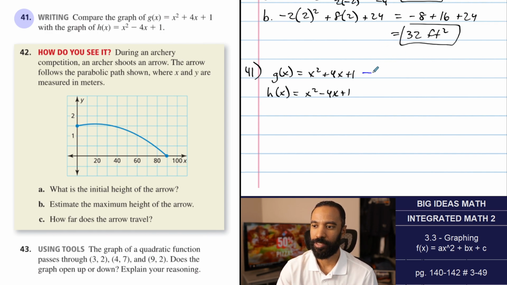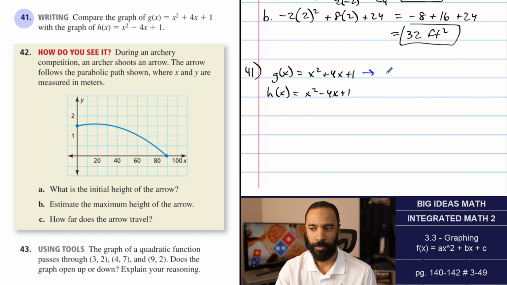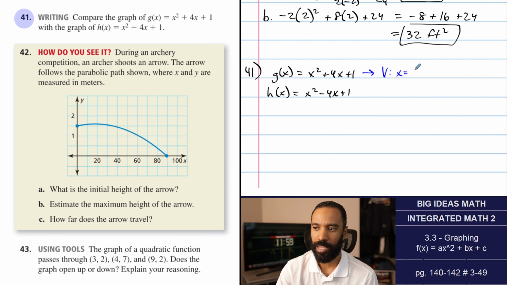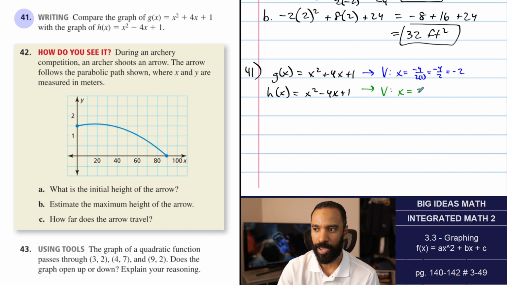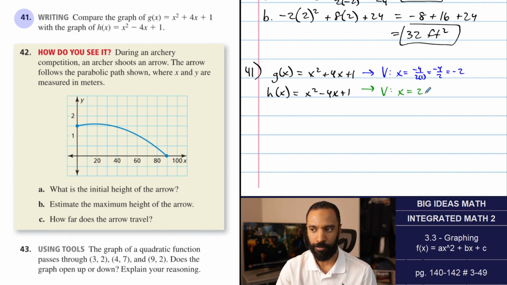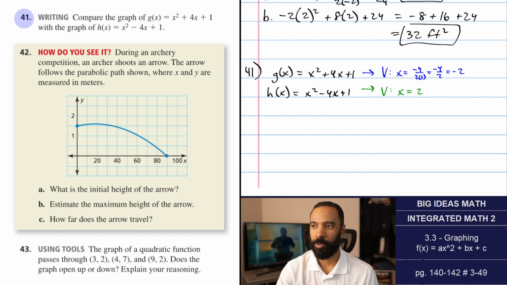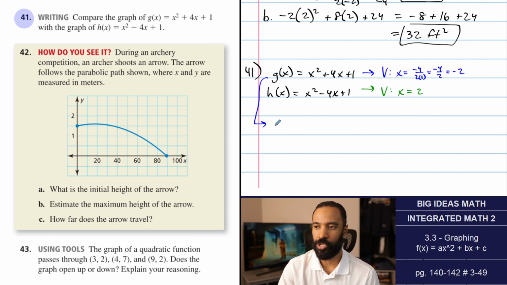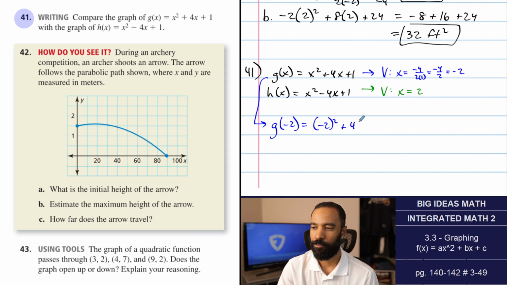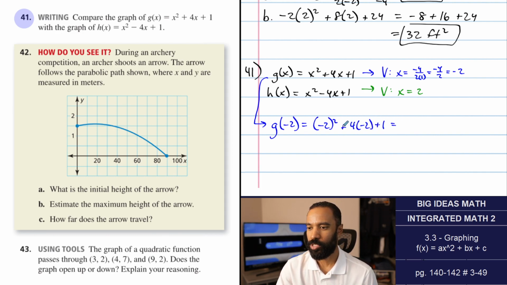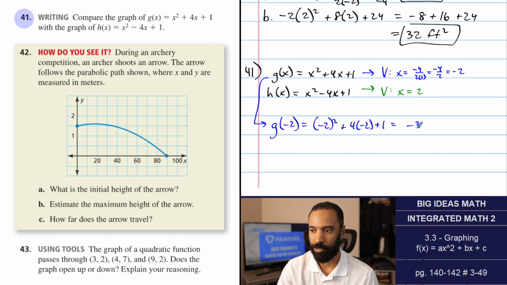So for g of x, it's all about vertex stuff right now, right? The vertex x value is negative b over 2a, negative 4 over 2, which is negative 2. Now, this guy's vertex value, therefore, would be positive 2, right? It's just that negative b is opposite of negative 4. So now, we also plug them into these functions. So g of negative 2 is negative 2 squared plus 4 times negative 2 plus 1, which is 4 minus 8, negative 4, plus 1 is negative 3. So the vertex of this guy is going to be negative 2, negative 3.